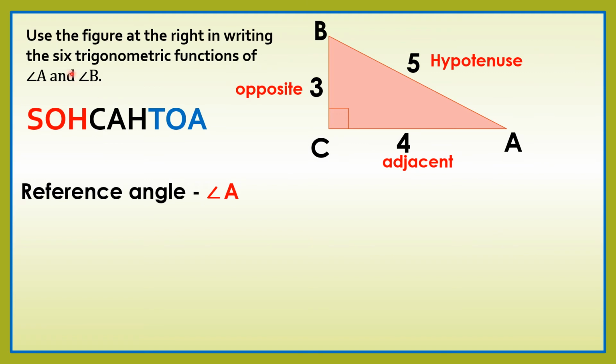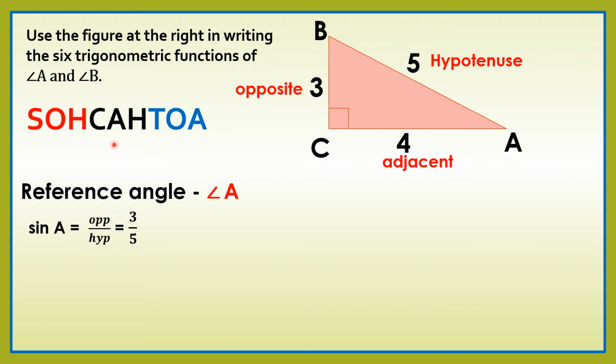Para makuha natin yung 6 trigonometric functions, kailangan natin gamitin ang ating mnemonic word na SOH CAH TOA. Yung SO, that is sine A. So, A na ang ating gagamitin kasi ito ang ating reference angle, is equal to opposite over hypotenuse. And ang ating opposite ay 3 at ang ating hypotenuse ay 5.